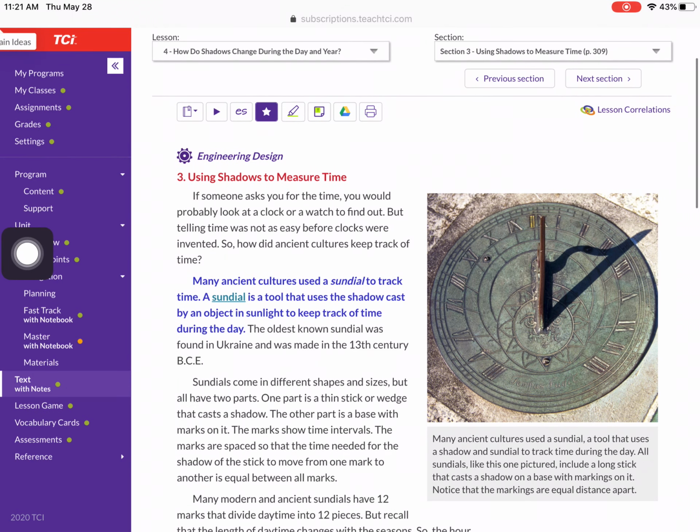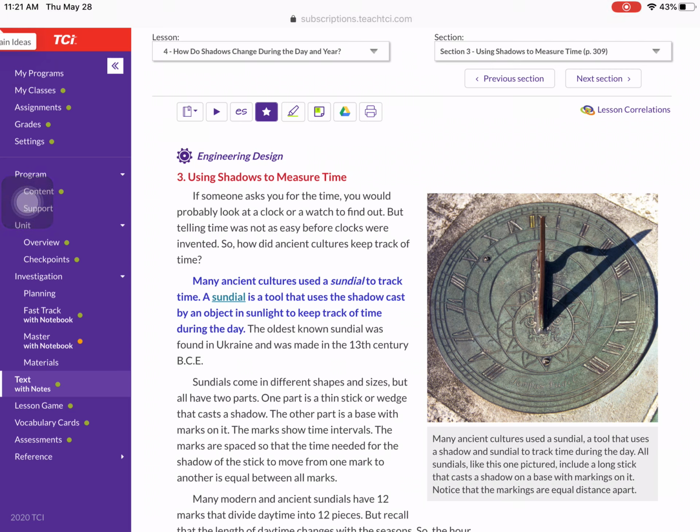Okay, so here is a sundial. This is actually what we base clocks on. This is how we invented clocks. Depending on where the sun is in the sky, it casts a shadow, and that tells us roughly what time it is. Number 3. Using shadows to measure time.